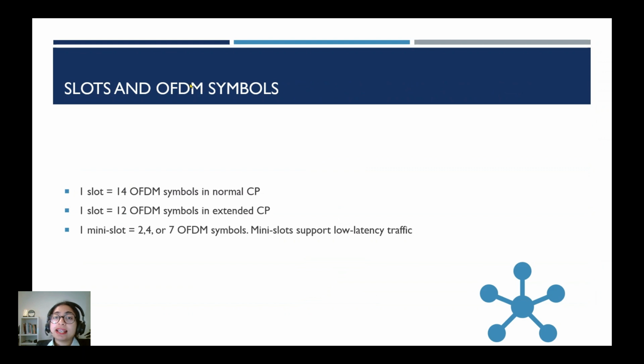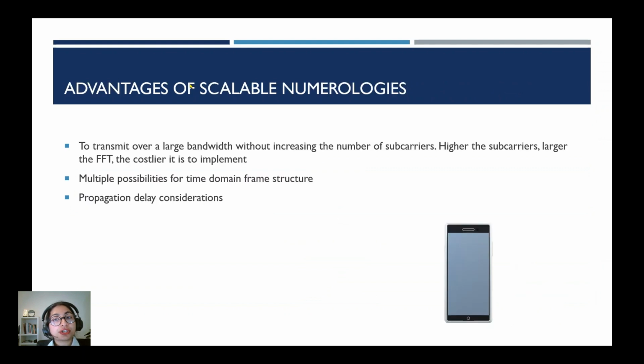Now, why were scalable numerologies introduced at all? What are the advantages of it? One major advantage was to transmit over a larger bandwidth without increasing the number of subcarriers. So by larger bandwidth, say for carrier aggregation with 400 MHz or more than that, or even for FR2, without increasing the number of subcarriers, it is possible to transmit over a larger bandwidth with less cost compared to a traditional, say, fixed numerology such as in LTE.